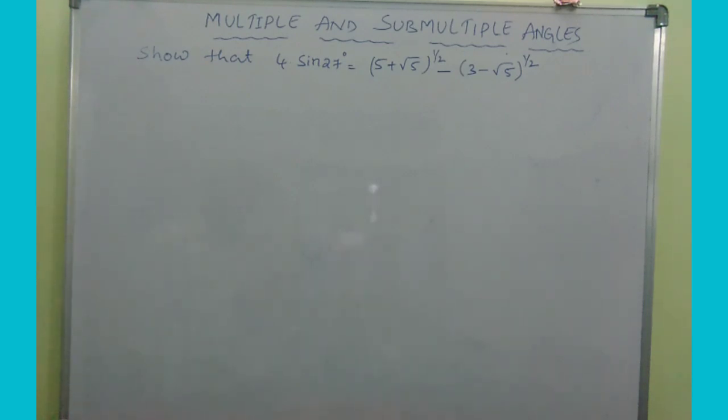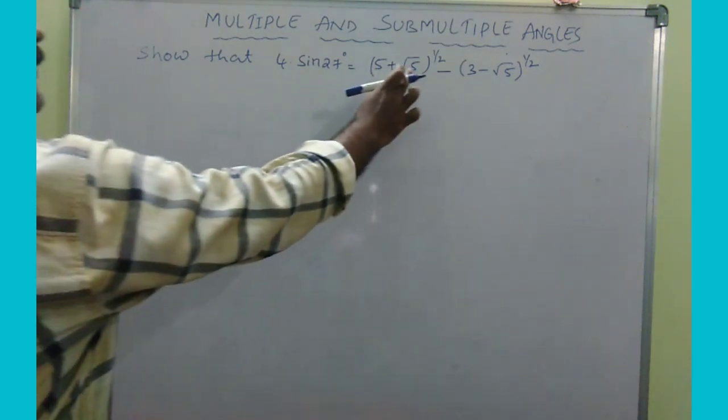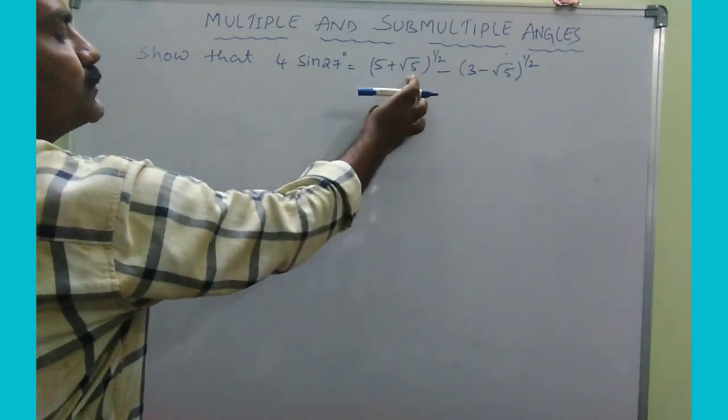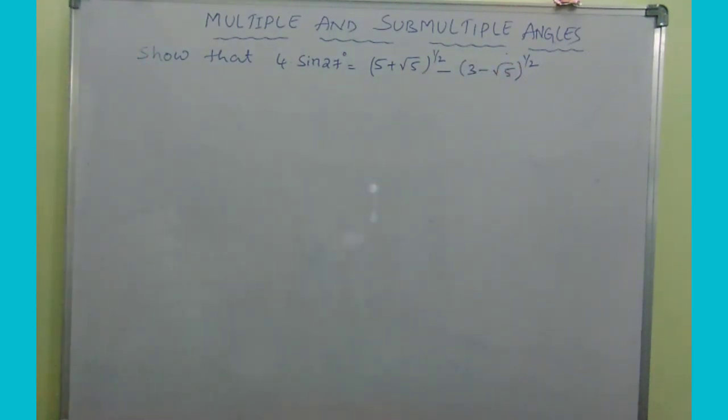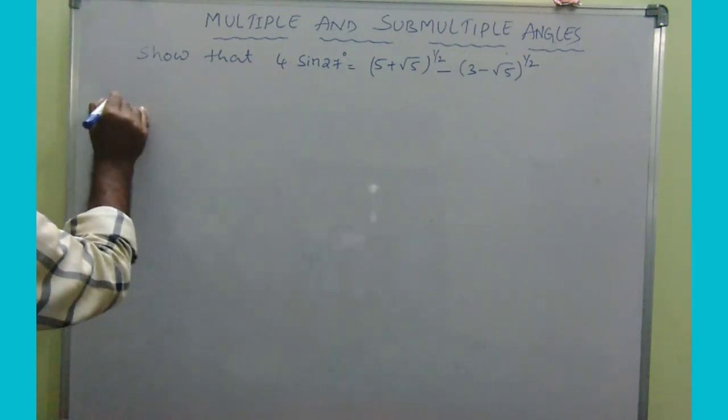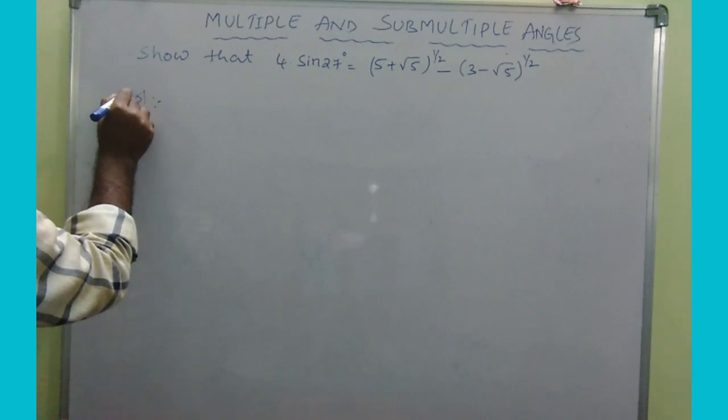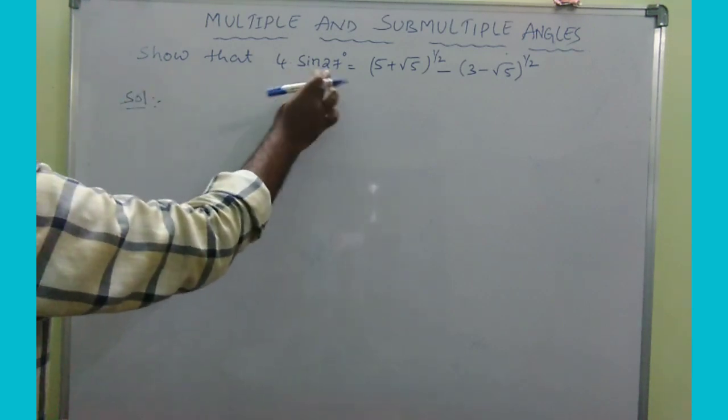So see the next problem. Show that 4 into sine 27 degrees is equals to (5 plus root 5) whole power half minus (3 minus root 5) whole to the power of half. What is meant by whole to the power of half is nothing but root of 5 plus root 5 minus root of 3 minus root 5. Okay, so we need to find the value of 4 into sine 27 degrees, right?